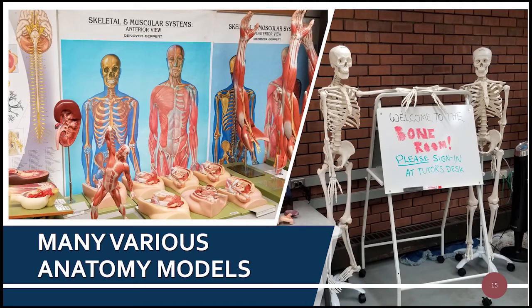As you can see, we have many various anatomy models. In addition to the ones I just mentioned, we have kidneys, we have reproductive systems. The arms that you're seeing in the back have the muscle structures as well as the nervous system through it. We have a small muscle man. We have the urinary tract system. We have all of the systems. And as you can see, we're very friendly. Our friendly skeletons here are welcoming you to the Bone Room.